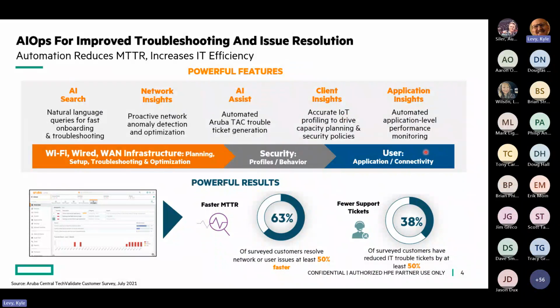And application insights. We know what users are doing and can show you that. What it all comes down to, especially when it comes to the network insights and the AI assist, is faster mean time to resolution. I'm sorry, I have little patience for acronyms, and I know most people on this call know what that is, but I'm not going to say faster MTTR. Anyway, mean time to resolution. You're going to solve problems faster.